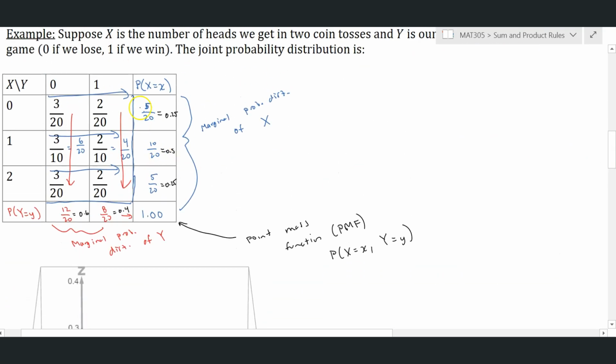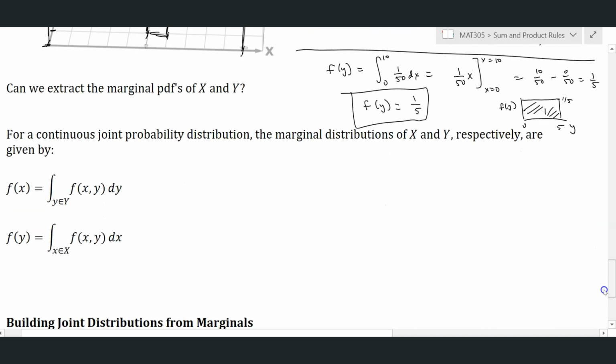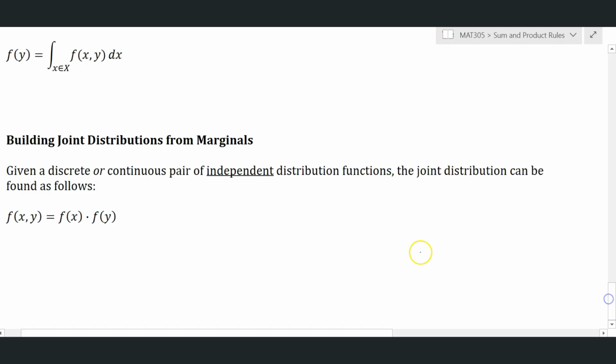Here, if you take 5/20ths times 12/20ths, you'll get 3/20ths once it's simplified, because these events are independent. But if they're not, again, things get a little bit more complicated. We're not going to address that here. So to build joint distributions from marginals, if they're independent, you can just multiply their probability mass functions or probability distribution functions together.